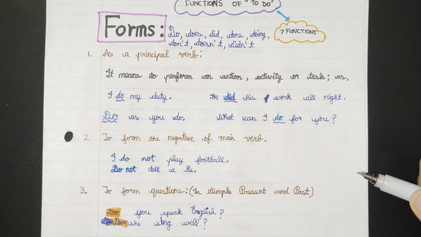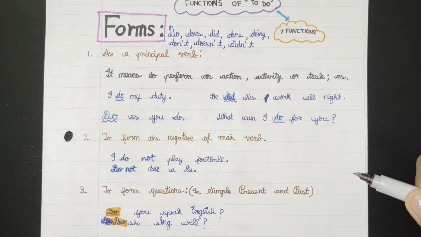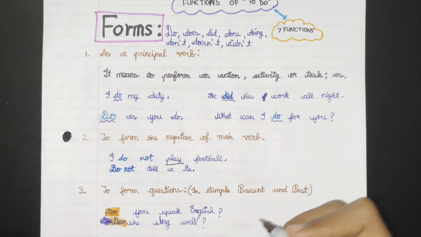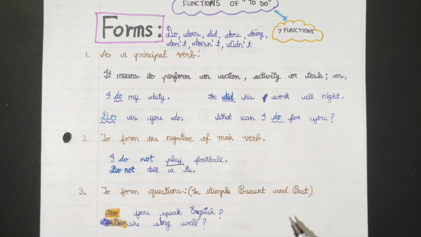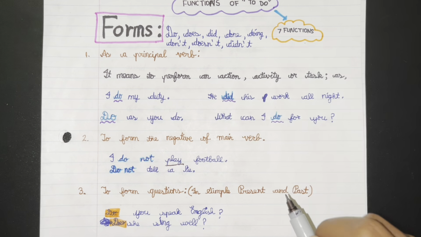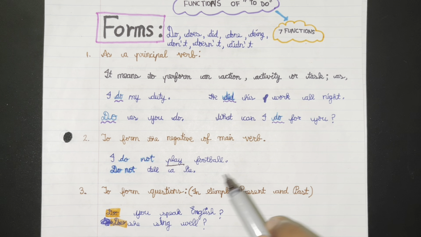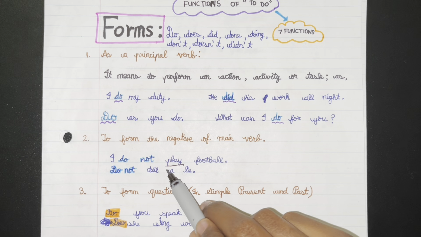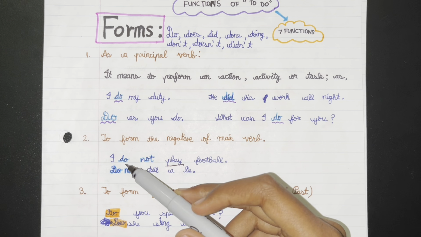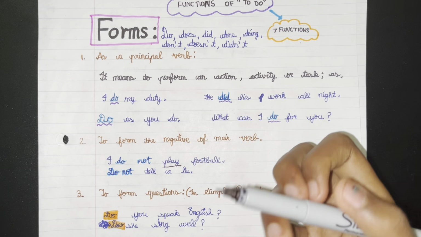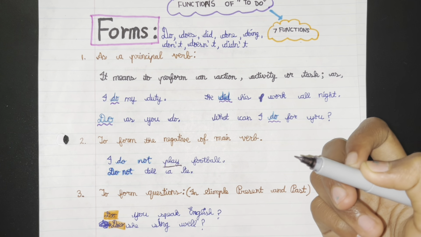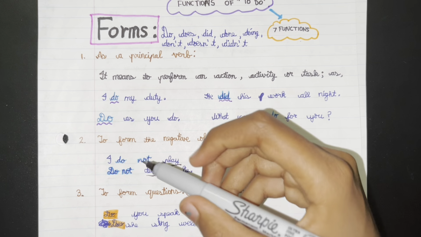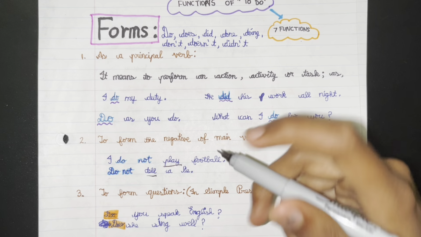Second function, to form the negative of the main verb. I do not play football. So in this sentence, play is the main verb and you're forming a negative. So I do not. Do not is the negative thing here. So this is a negative of the main verb. So you can use do not in these places. Do not tell a lie. So tell is the main verb in the sentence and do not is the negative here.